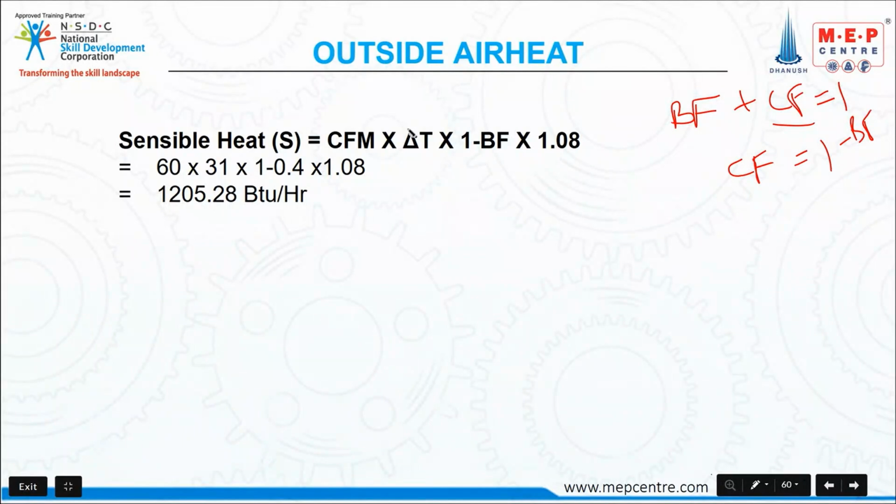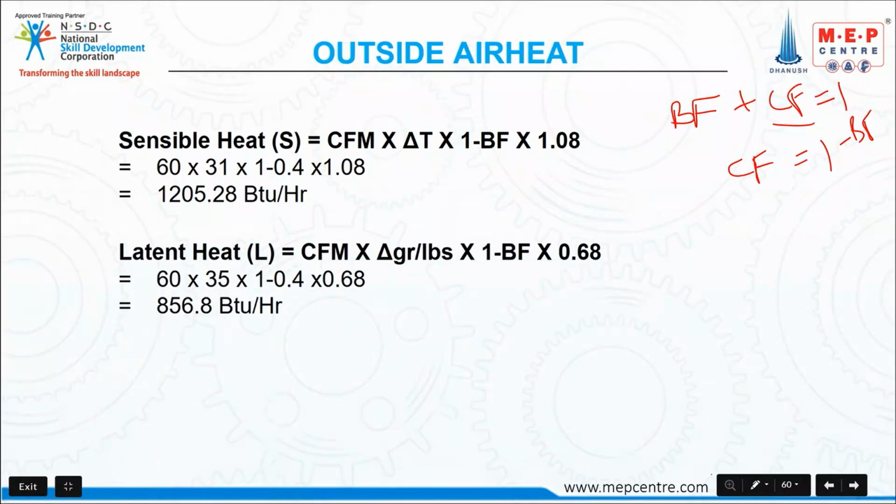So for outside air heat, whatever CFM we got, take that CFM: 60, delta T 31, 1 minus bypass factor, 1 minus 0.4, into 1.08, which is 1205.28 BTU per hour. Same like we calculate sensible, we calculate latent also.